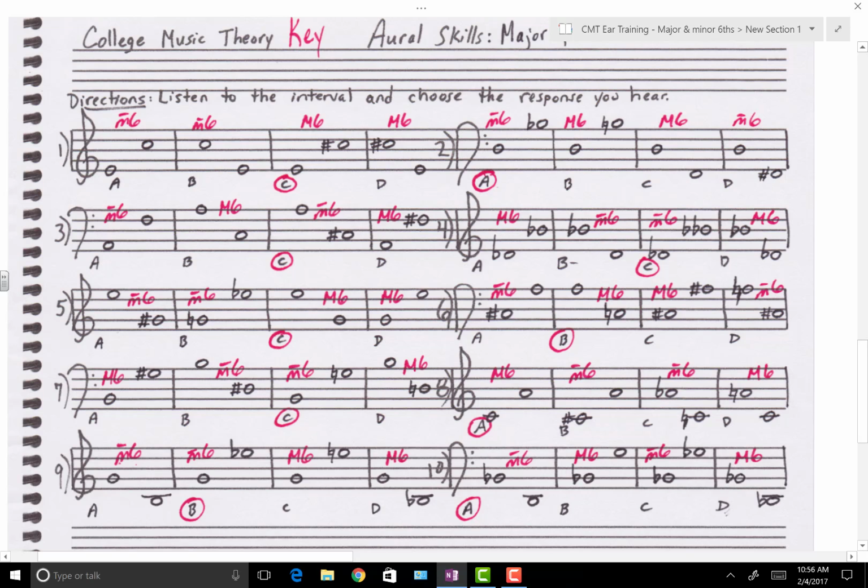Number 3, the correct response was C. We have a minor 6th descending. Let's listen to it.